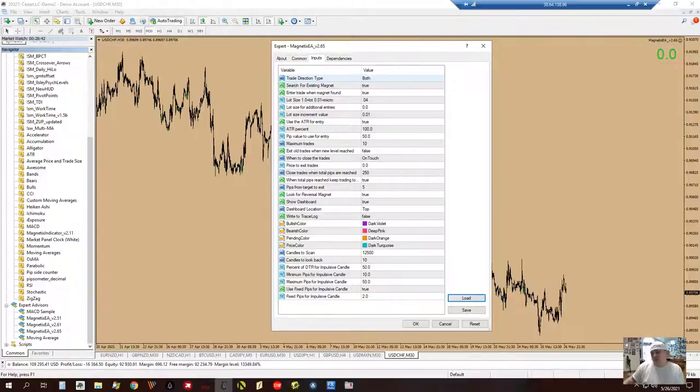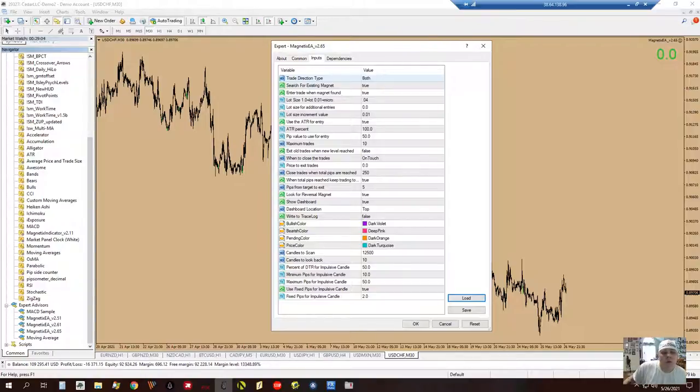Even when it was 30 or 40 pips away from the magnet, I sat there and waited and waited, and it never hit it. Or it never even activated the bot. So I got tired of it, and I just enter the trade when the magnet is found. And so you've got your lot sizes, and this is where we're going to get back into here.